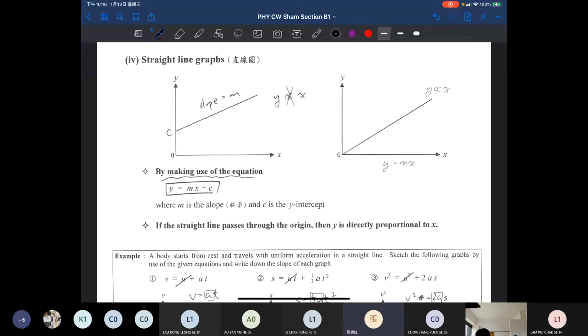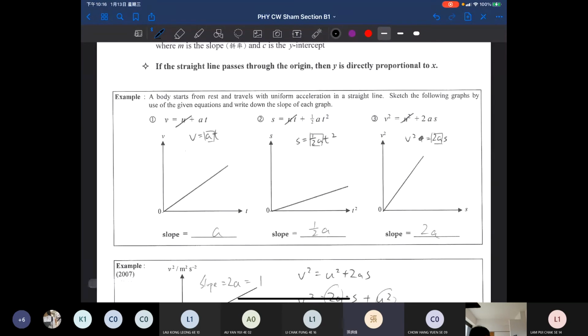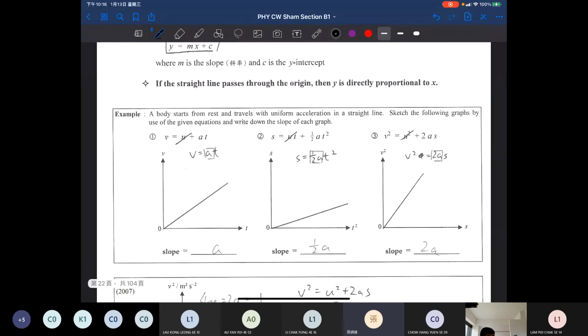For a straight line graph, you can use y equals mx plus c to calculate the slope. We can put it into the uniform acceleration formulas. If u is 0, it makes the calculation easier. So the vt graph would be v equals at, then the slope would be a. If the graph is s equals 1 over 2 a t squared, then the slope would be 1 over 2a. This graph is quite common in past papers. v squared equals 2as. Therefore, if we plot v squared against the displacement, the slope would be 2a.